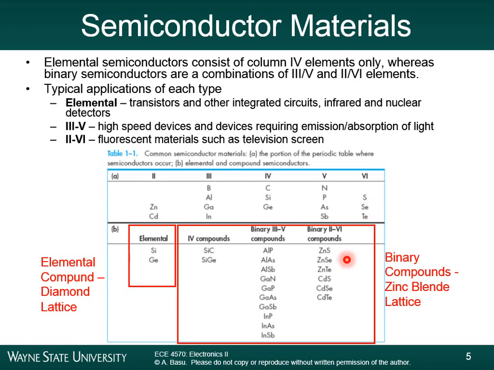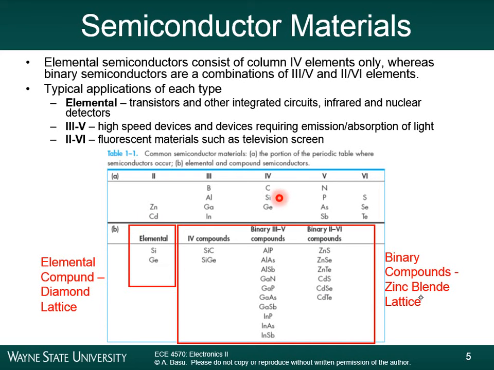So common 2-6 compounds, cadmium sulfide, cadmium selenide, zinc sulfide, zinc selenide, these are all referred to as the 2-6 compounds. We won't spend too much time talking about those in this class. I would say 90% of what we're going to do has to do with elemental semiconductors, silicon and germanium. Now within here, silicon, as I said, the most common element, you can form nice semiconductors with it.